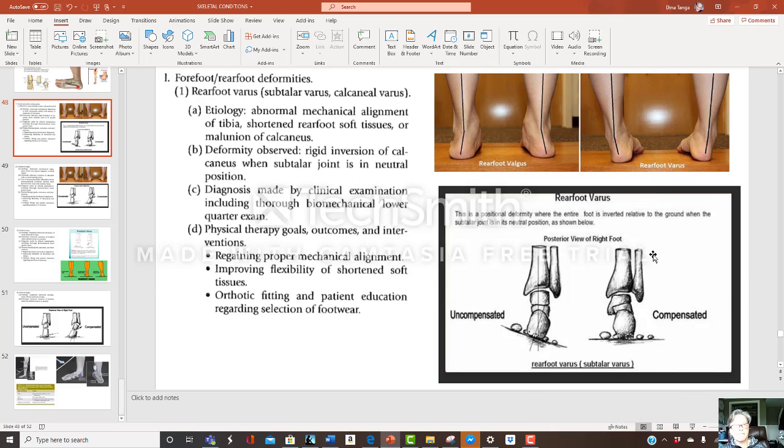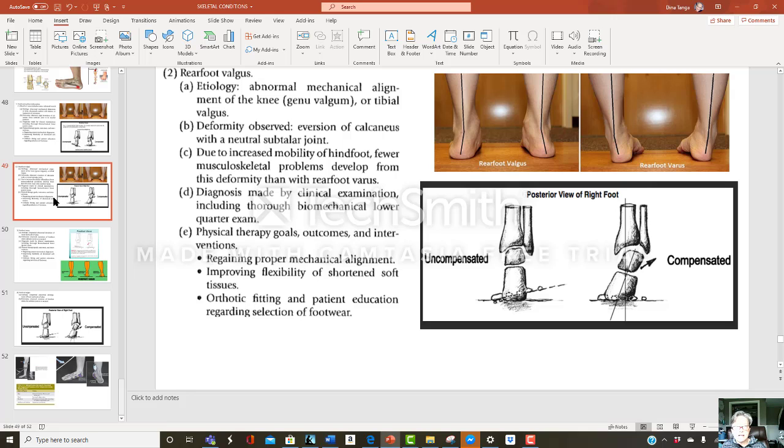Okay, so rear foot, forefoot deformities, rear foot varus, over here on the right: abnormal mechanical alignment of tibia, shortened rear foot soft tissues, or malalignment of calcaneus. Deformity observed: rigid inversion of calcaneus when subtalar joint is in neutral position. So in this picture, you see uncompensated rear foot varus. And then when it's compensated in weight bearing, see what happens to the subtalar joint.